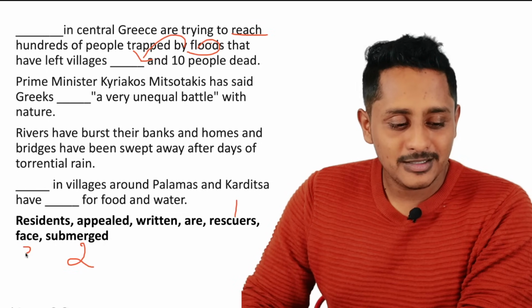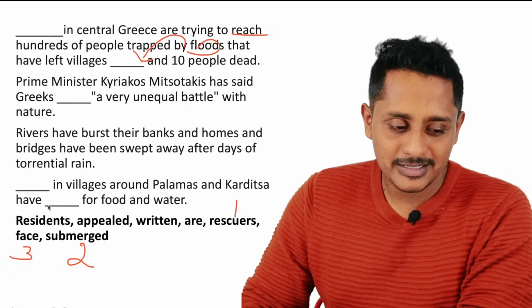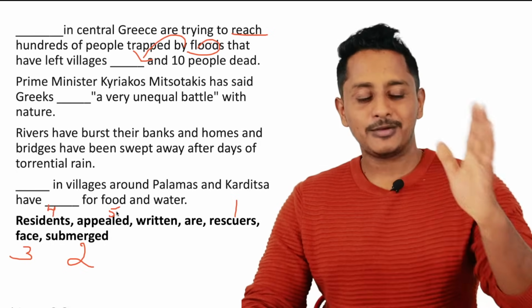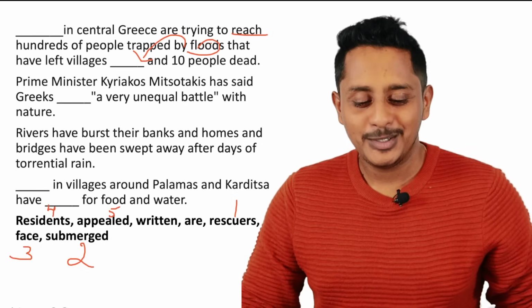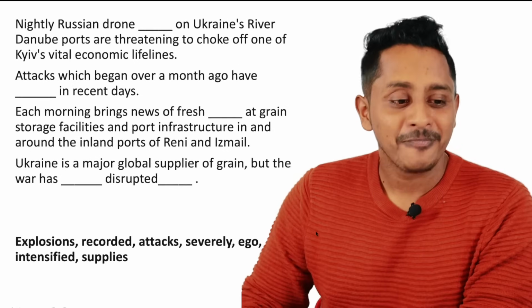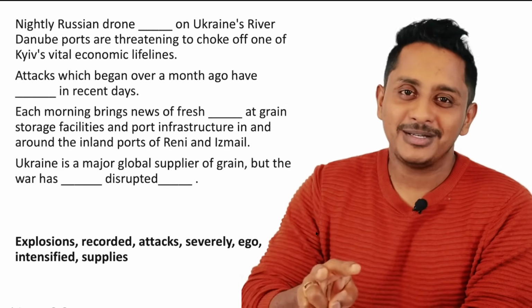Greeks face is the third one, residents is the fourth one, have appealed for food and water is the fifth one. Keep track of the mistakes that you have made. We are moving on to the third question. 10 marks done, we still have 20 marks left. 2.5 minute timer. Here you go.